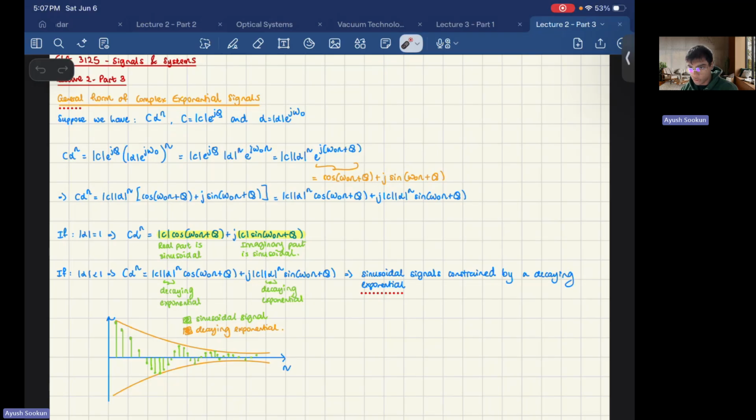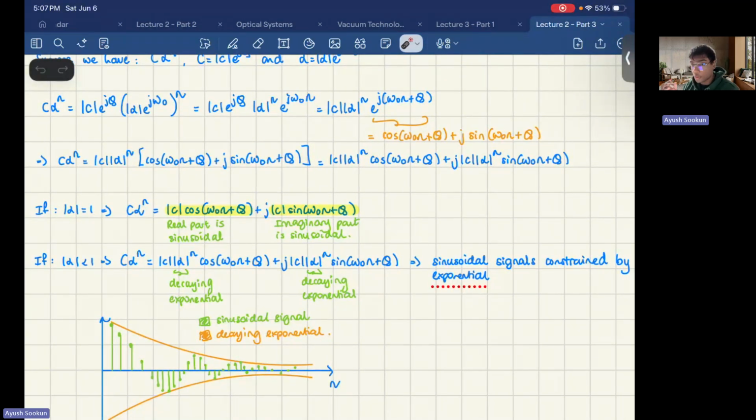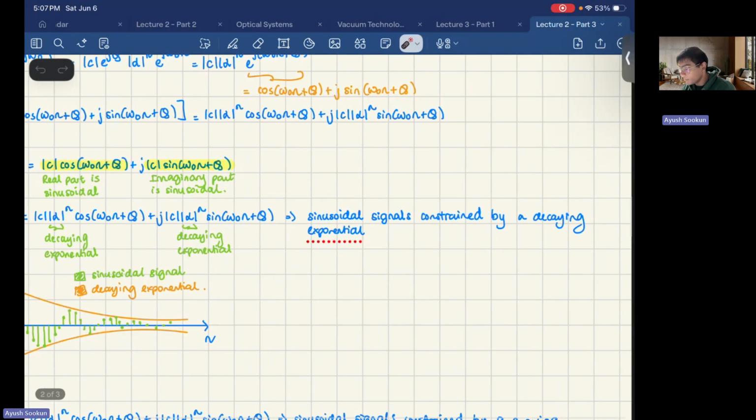But now you have multiple cases. Alpha could be greater or smaller than 1. We're going to consider both cases here. Let's say alpha is smaller than 1. If you've studied this in high school, when you have a value smaller than 1 raised to an exponent, it's going to be a decaying exponential, right? So this magnitude alpha to the n is going to be a decaying exponential. Same thing here, it's going to be a decaying exponential.